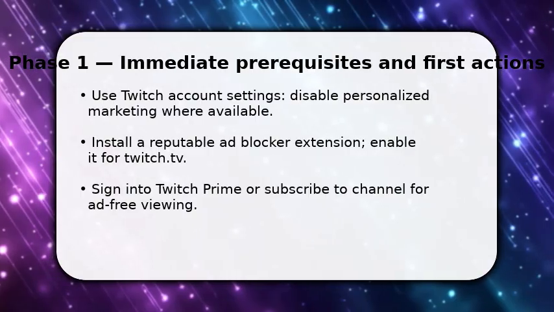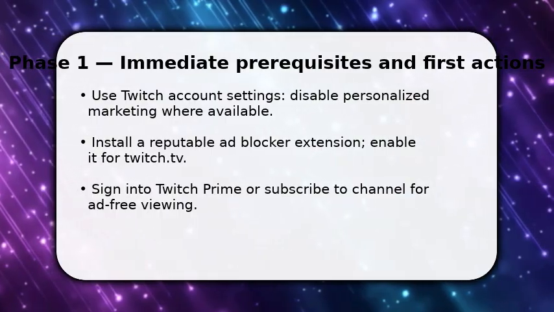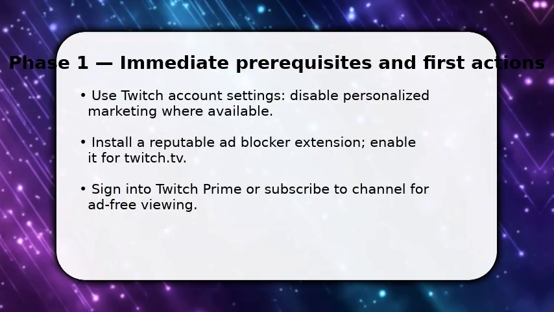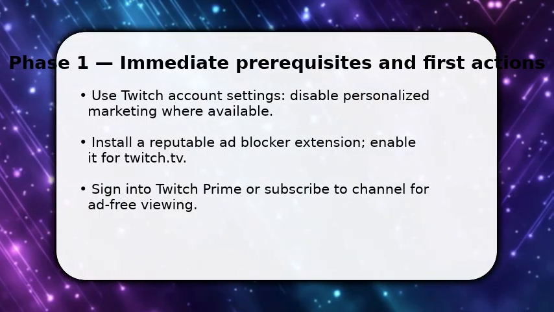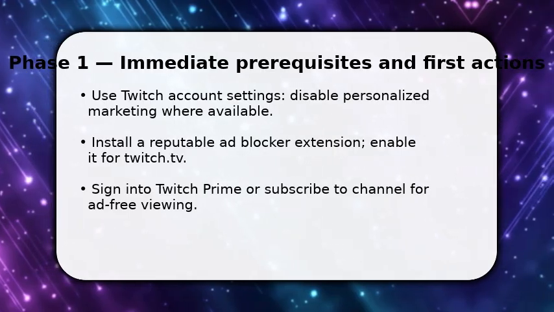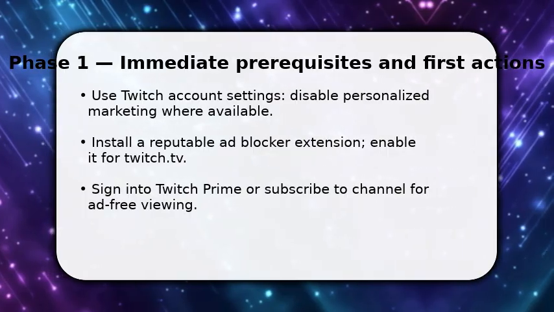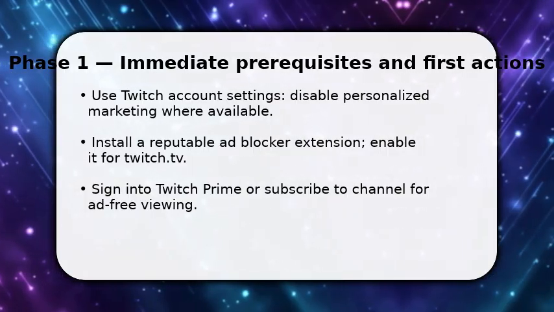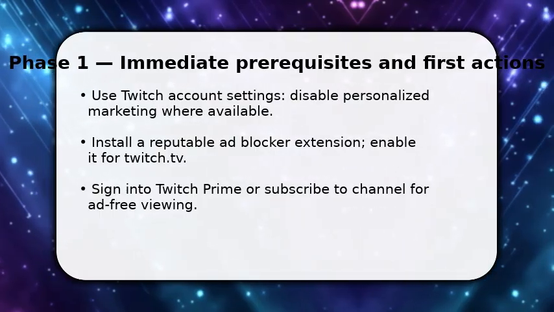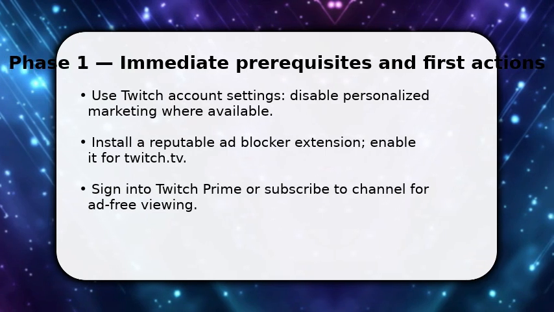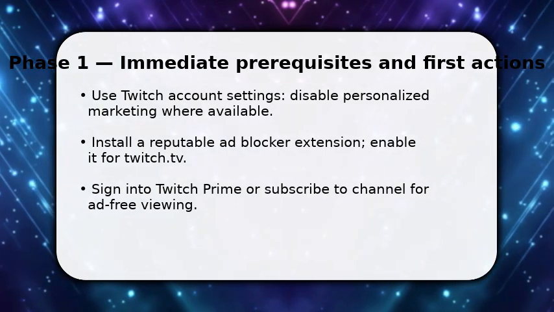You start by locking down the easy wins. Log into Twitch, then open account settings and opt out of personalized marketing where possible. This reduces targeted ad frequency. Next, install a reputable ad blocker extension and make sure it's enabled on Twitch TV because browser-level filtering blocks many video overlays. Finally, consider Twitch Prime or subscribing to the specific channel you watch most often. Subscriptions bypass pre-rolls on that channel. Once done, you'll have the basic defense.